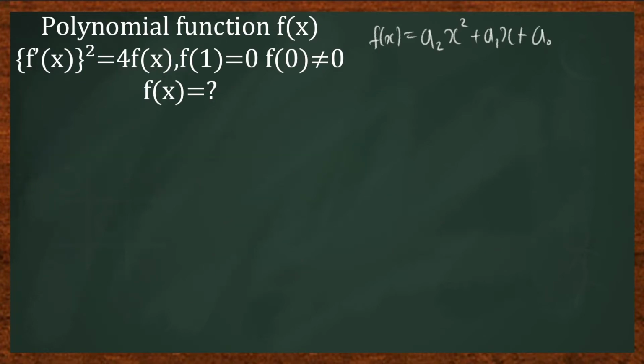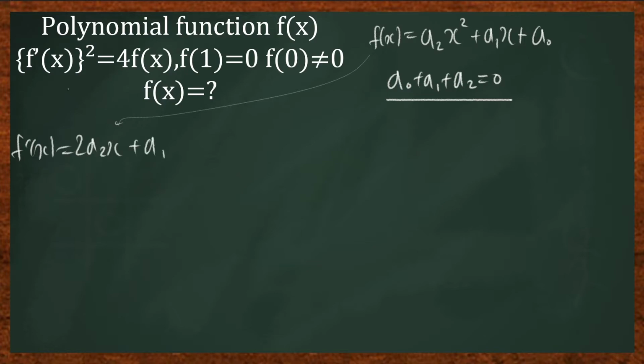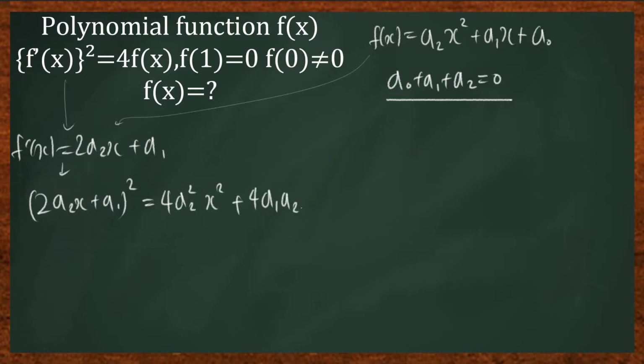Because we know that f(1) is equal to 0, a2 plus a1 plus a0 is equal to 0. So we found the first condition. We need to find 2 more conditions. Let's use this condition. f'(x) is going to be 2a2x plus a1. If we square it, it will be shown like this, and this has to be equal to 4f(x).